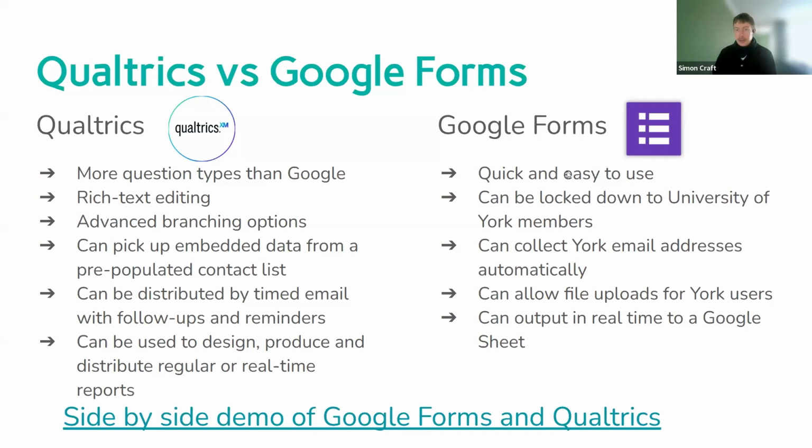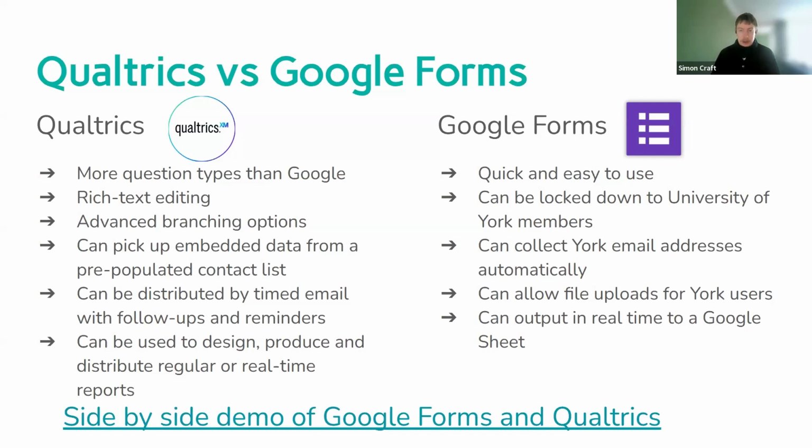If we start with Google Forms, some of you may have been to some of our Google Forms training sessions, and it's very intuitive. It's quick and easy to use. It's easy to lock down to members of the university. It can collect things like people's York email addresses easily. It can link up to a Google Sheet to allow you to analyze the data in real time. So for a lot of the time, Google Forms is really good.